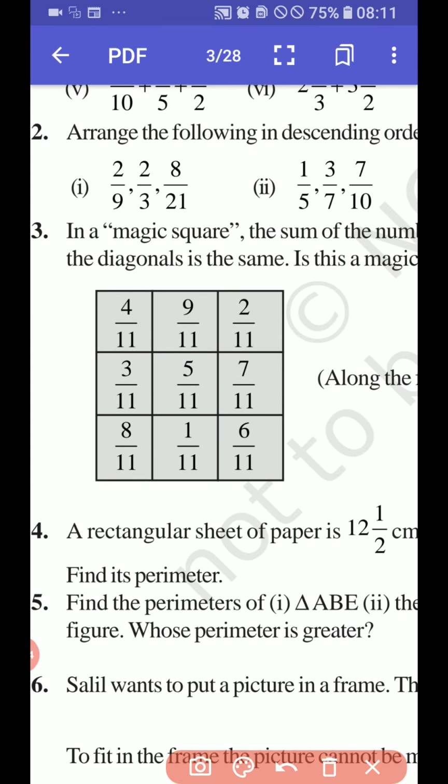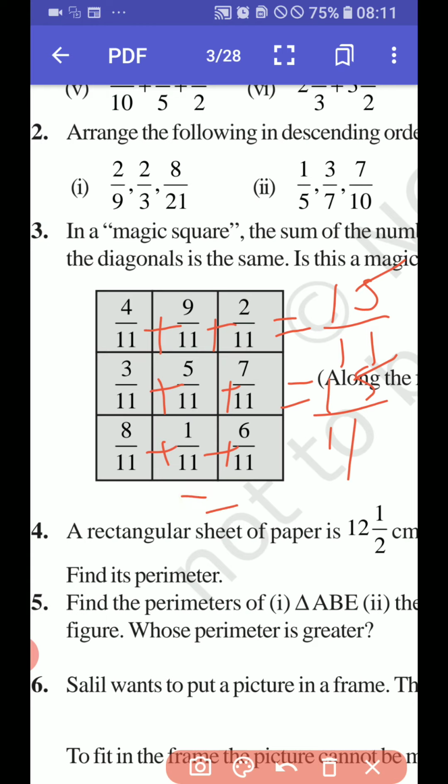Since 4 upon 11 plus 9 upon 11 plus 2 upon 11 equals 9 plus 4 is 13, and 13 plus 2 is 15 upon 11. The same way, adding the second row, you will get 5 plus 3 is 8, plus 7 equals 15 upon 11. Adding the third row, you will get 8 plus 1 is 9, 9 plus 6 is 15 upon 11.